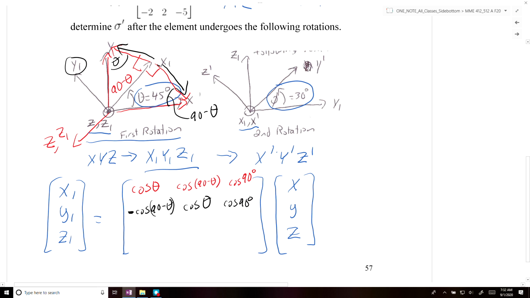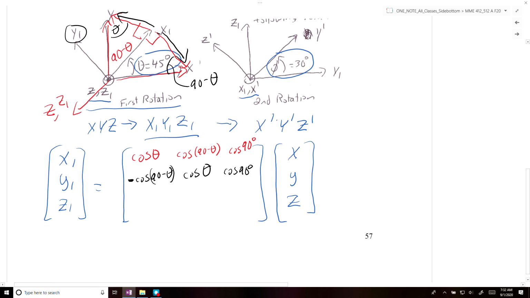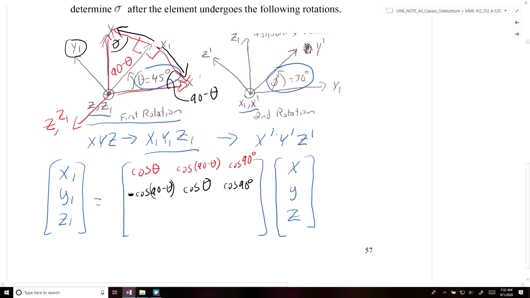Now we can repeat this process for the z-axis, or the projection of x, y, and z onto the z1 axis. For x and y, those are both 90 degrees apart from z1, so we can write the cosine of 90 degrees, the cosine of 90 degrees. And then z1 is parallel with z, so the angle between those would be 0. So this would be cosine of 0.